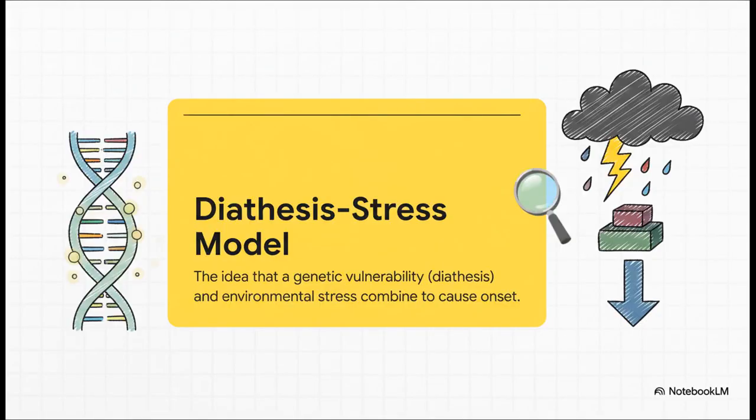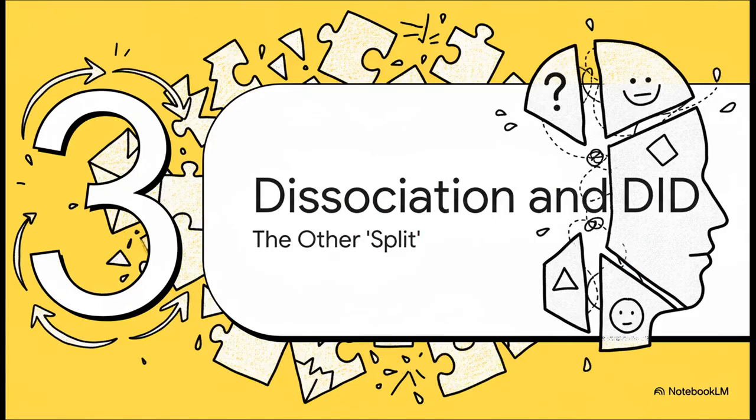But hold on, it's not just about genes. That's not the whole picture. The leading idea today is something called the diathesis stress model. It's a fancy name, but the idea is simple. Think of it this way. Your genetics might load the gun, but it's an environmental factor, like intense stress or a traumatic event, that actually pulls the trigger. It's that classic combination of nature and nurture. Okay, so now we can see that schizophrenia is this really complex brew of biology and environment, creating this break in how a person experiences reality.